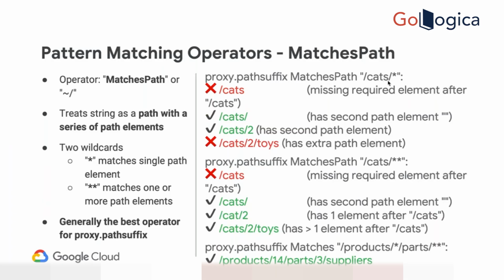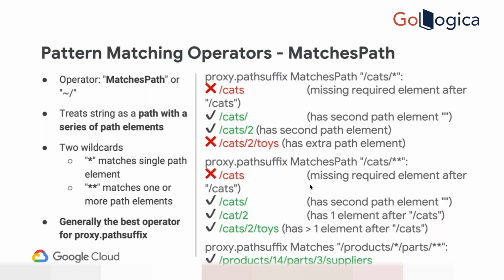If you give cats slash star, it will not match with cats alone, it has to check with the slash. So it will match cats slash, then cats slash 2, but it will not match cats slash 2 slash toys, because there is no extra element. If you go double star, it will match everything. Even 2 slash toys, and more than 2 levels too, 2, 3, 4, it will match. That is what it does.